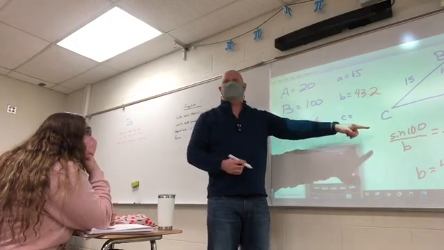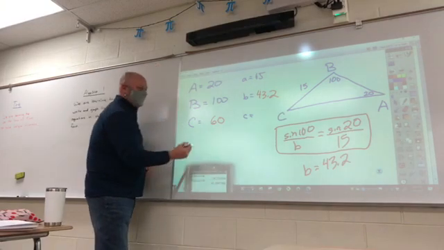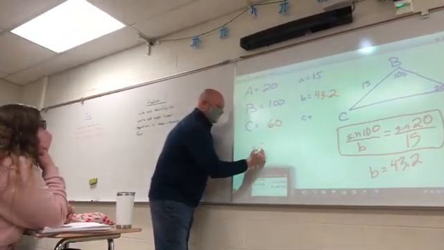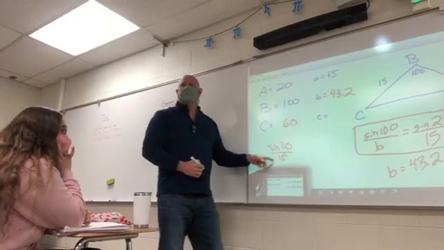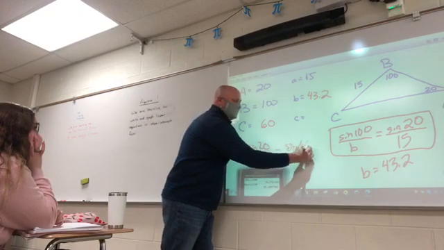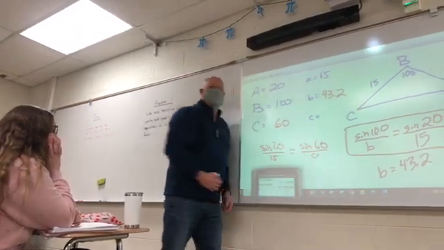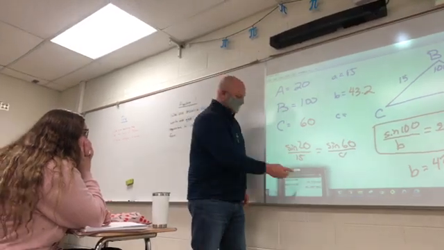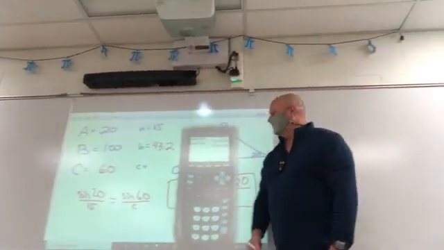Well, I just set up another proportion. And I can reuse sine of 20 is to 15 again, because that's my pair of A's. Now I just say sine of 60 is to little c. And I just set up another little proportion. And what would I type in my calculator to solve that one?